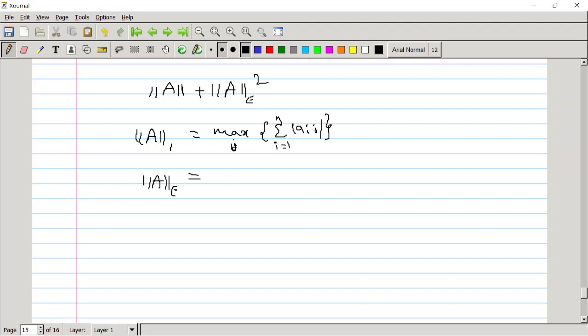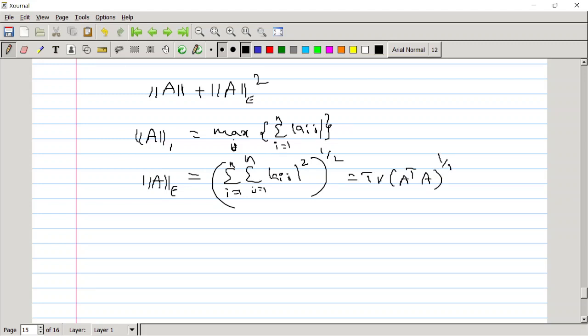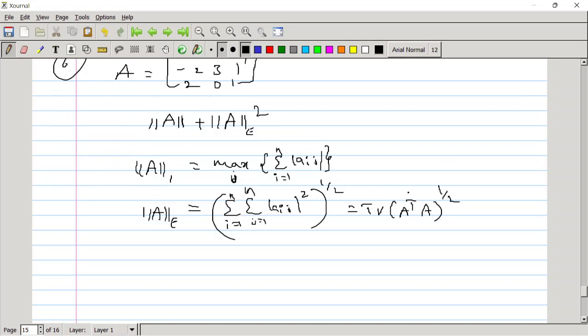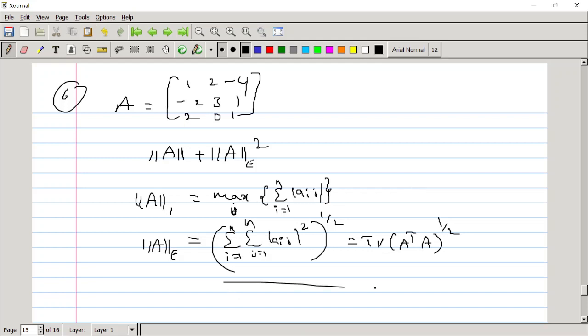And for the norm AE, the value will be the double summation of mod Aij squared, whole power 1 by 2, where i runs from 1 to m and j runs from 1 to n. We can also say it is equal to trace of A transpose into A, whole power 1 by 2. Yes, correct. But here it is a lengthy calculation to do the multiplication of A transpose into A, so we'll calculate this expression.